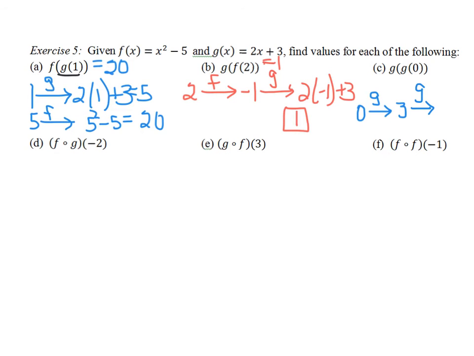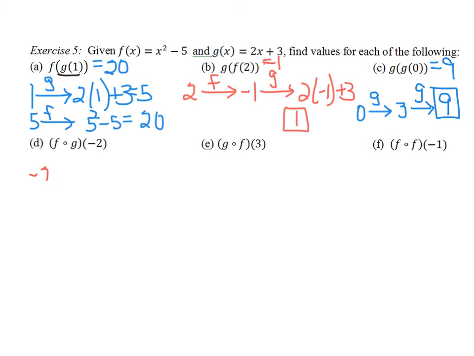2 times 3 is 6. 6 plus 3 is 9. So our final answer for this composition is the number 9. Let's try one more, this time in circle notation. For circle notation, we do it exactly the same way.